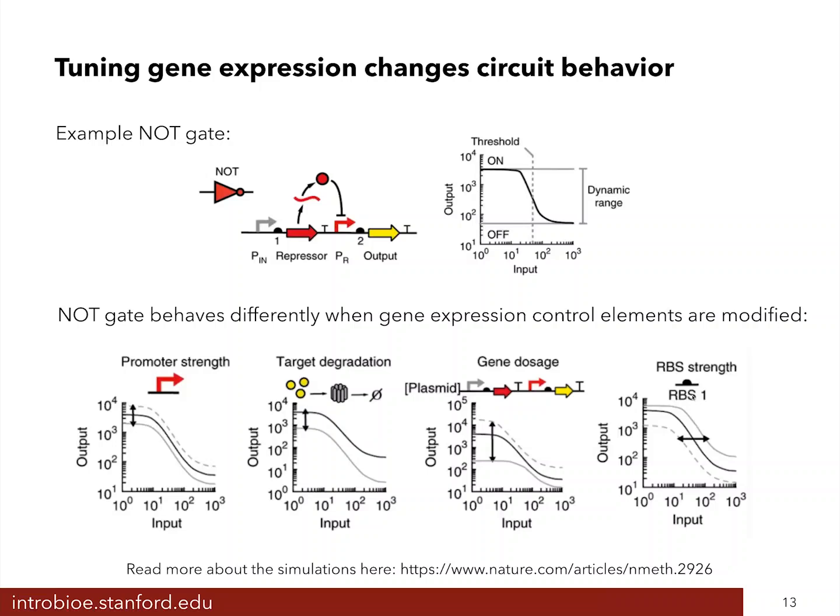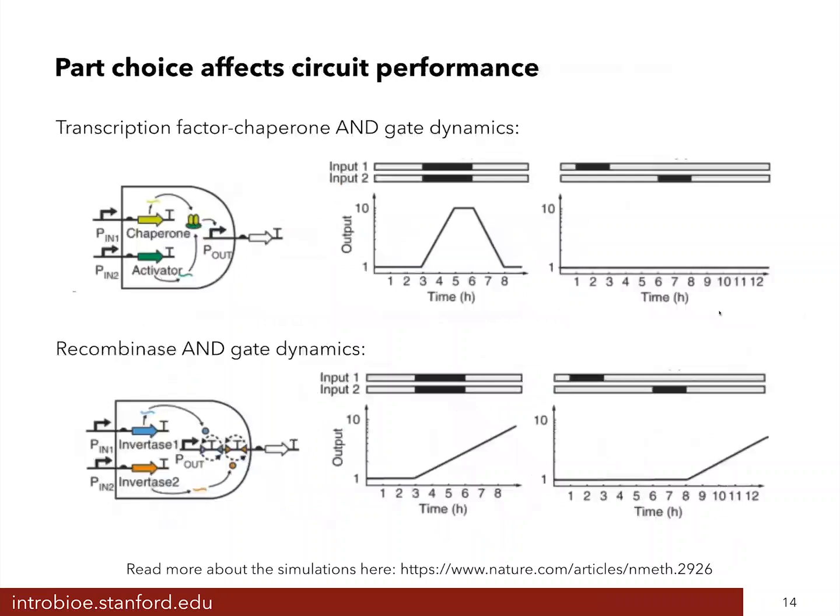Stuff like that can help guide the construction of synthetic genetic circuits that have different performances in living cells. The other thing I'll say is that it's not just the expression control elements that matter, but actually the part choice affects circuit performance. I showed you a couple of different types of AND gates, one of which was built with transcription factors and chaperones. In this case, the AND gate that gets built is very sensitive to changes in both the chaperone and activator expression levels.